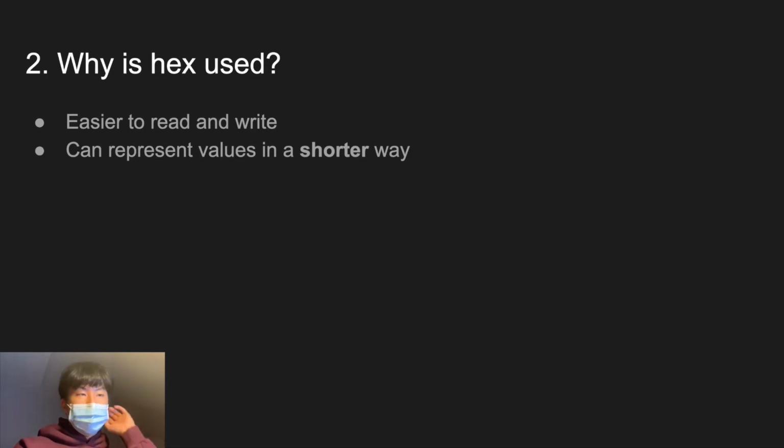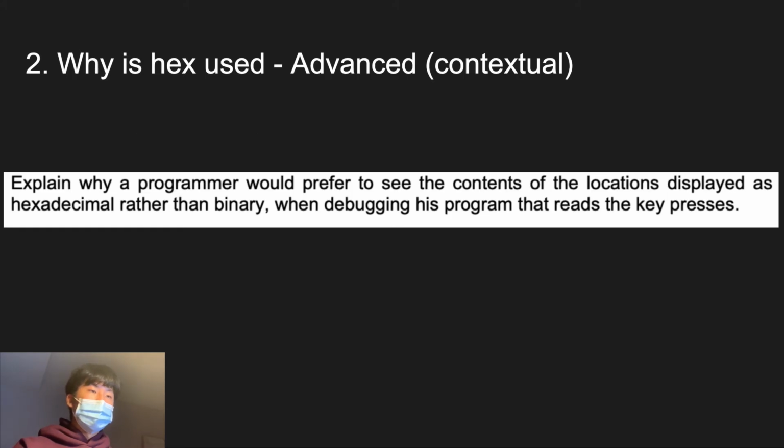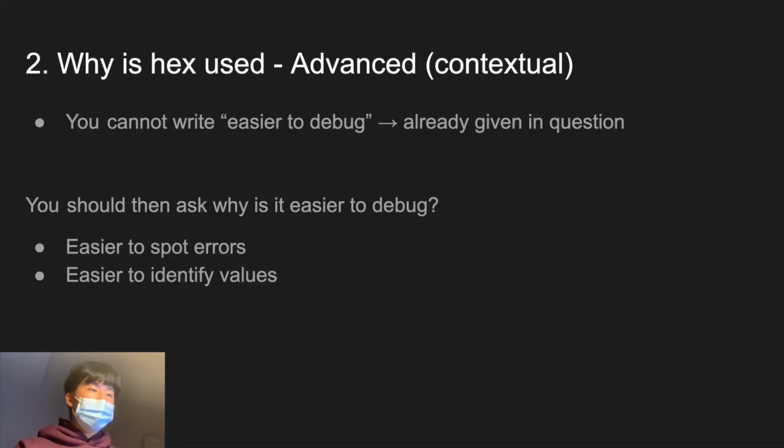And the question might ask you why hexadecimal is preferred in a specific context. This part is where the level of question might go a little harder. For example, the question may ask why it is better in debugging the program. Because the question asks why it is better in debugging, you can't write easier to debug because it is given in the question. You have to break down why it is easier to debug. I know it is hard, but you have to conclude that it is easier to spot errors and easier to identify values, so that it is easier to debug.